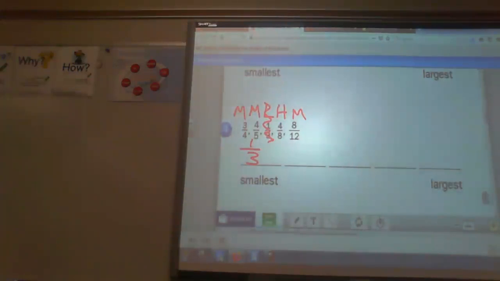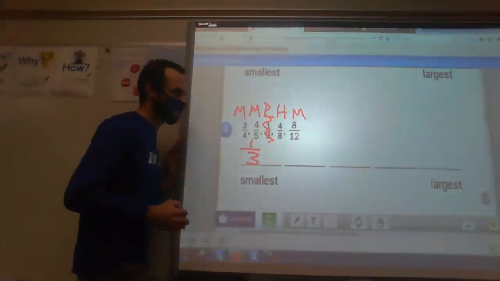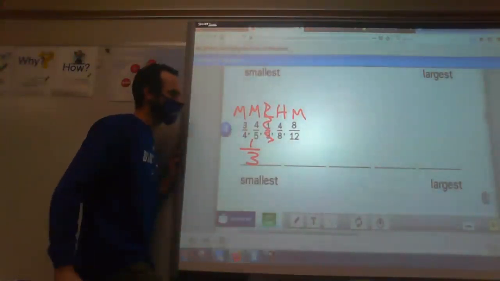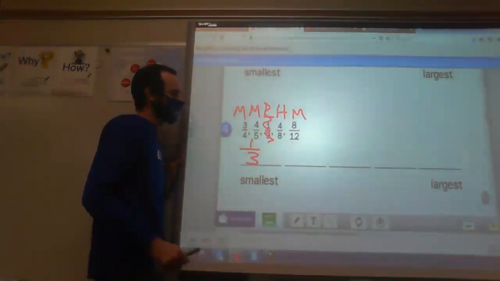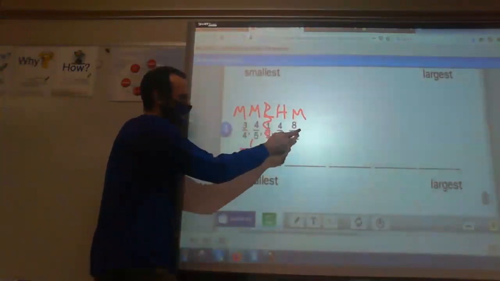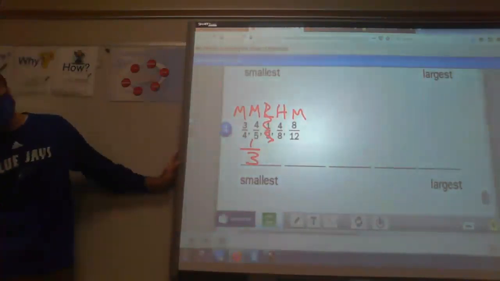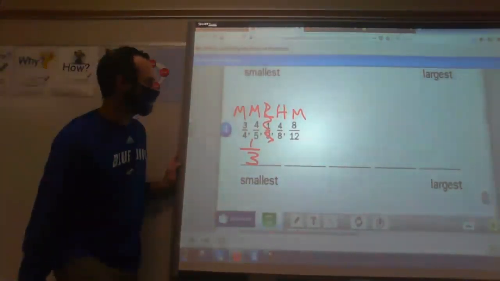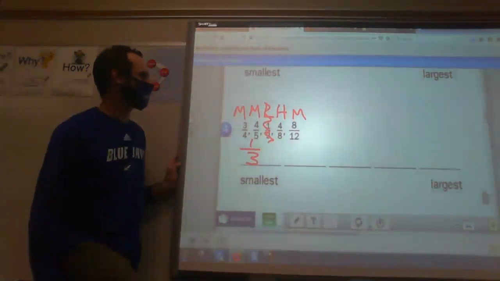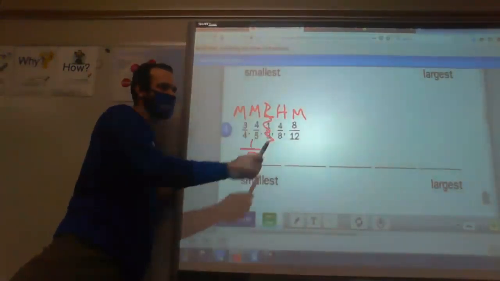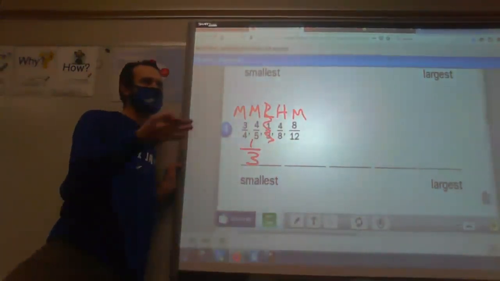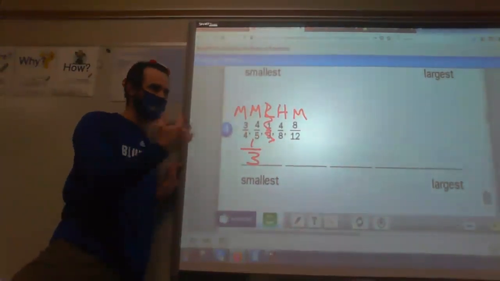Chase, what else could we do? Do we know what goes here? With 3/4, 4/5, 4/8, and 8/12. So we know what comes next. Which one? 3/4. Why? More than half, exactly half, more than half. Yeah, that's why it's important to be with us and thinking about the same things we are.